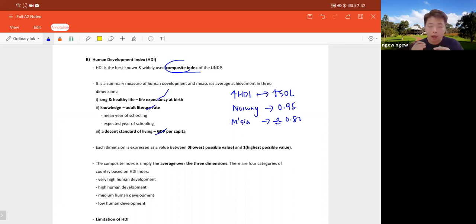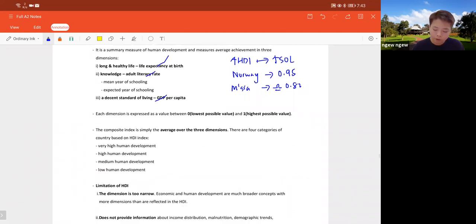And so how we actually calculate, we take the average figure. So for example, in terms of GDP per capita, we hit 0.9. And then in terms of adult literacy rate, we hit 0.7. In terms of life expectancy, we hit 0.8. Then our overall HDI is 0.9 plus 0.8 plus 0.7 divided by 3. Then we get an average figure out of 3. So that is the HDI value.